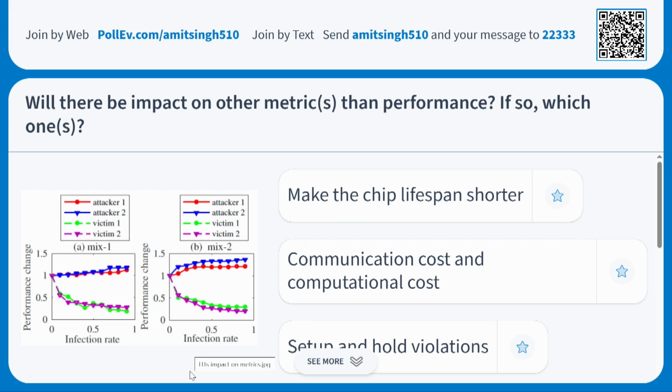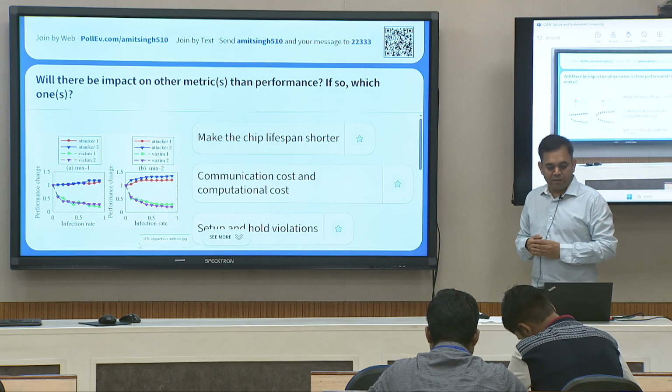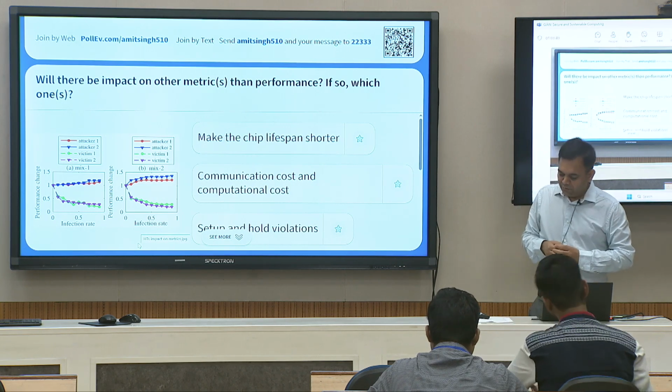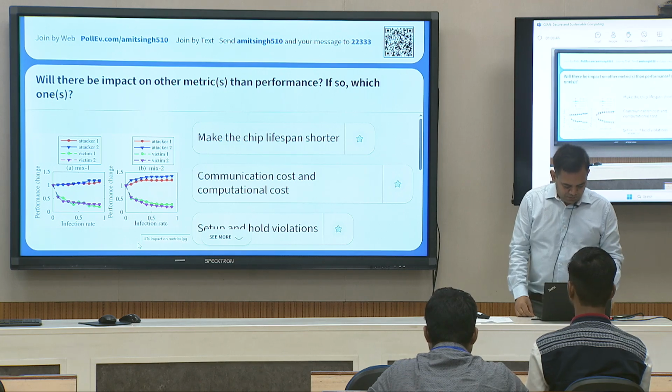So make the chip lifespan shorter. Again, this one is related to the chip operating at higher temperature. If there's a lot of heat in the chip, that will make the whole chip fail as quickly as possible. Okay. So this is possible, but in our work we have not evaluated all these things. But you can think that these trojans can have these kinds of impacts as well. Okay. Good.